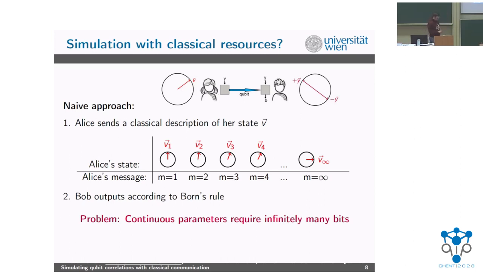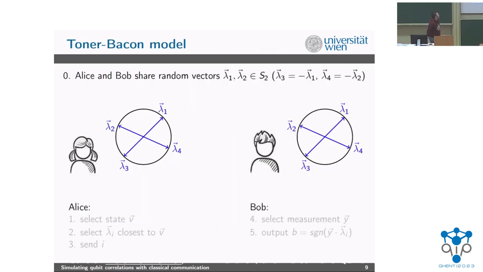And indeed, 20 years ago, clever people came up with a much more efficient protocol that can be used to simulate everything that can be achieved in a qubit communication scenario. I decided to show you the explicit protocol. This is due to Toner and Bacon. The reason why I show it is because I found it very simple and, in my opinion, not super hard to understand. So how does it look?